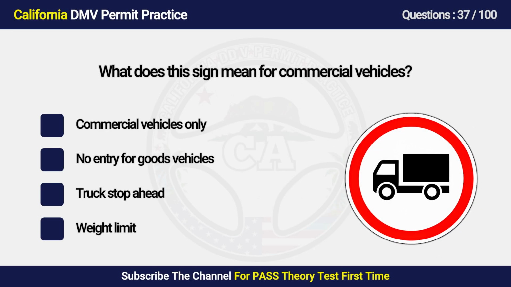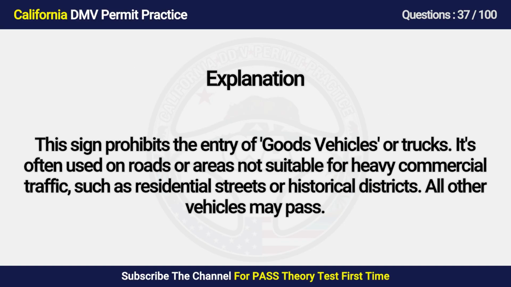Question 37. What does this sign mean for commercial vehicles? A, commercial vehicles only, B, no entry for goods vehicles, C, truck stop ahead, D, weight limit. Answer is B, no entry for goods vehicles. This sign prohibits the entry of goods vehicles or trucks. It's often used on roads or areas not suitable for heavy commercial traffic, such as residential streets or historical districts. All other vehicles may pass.